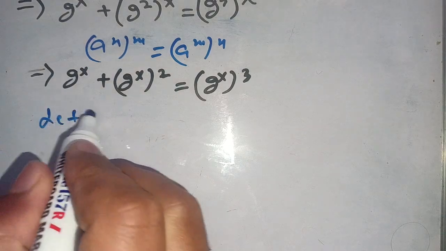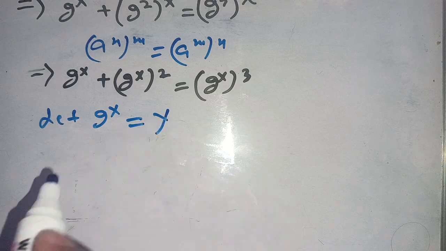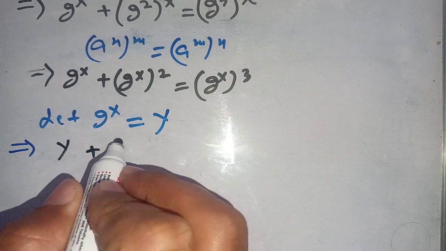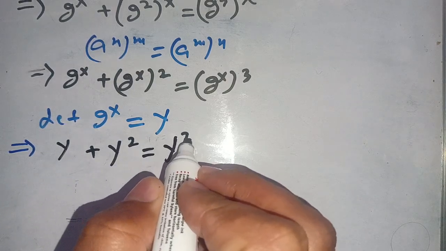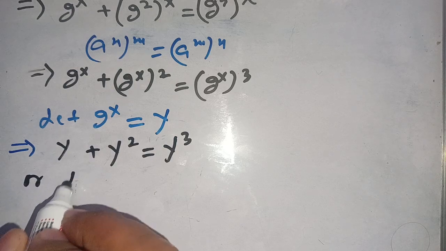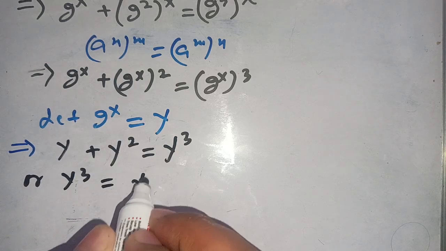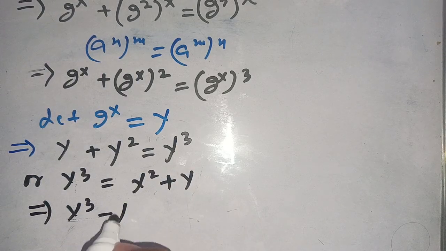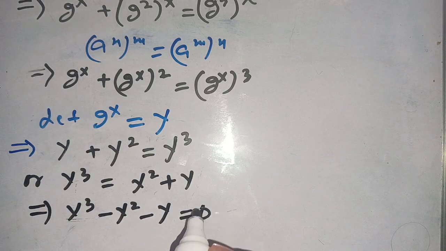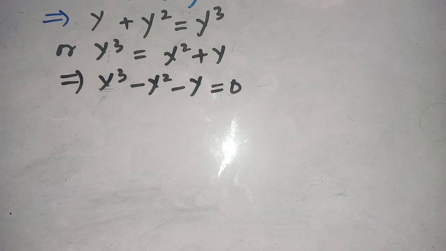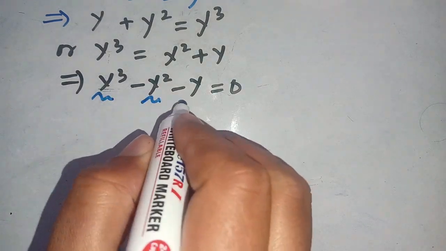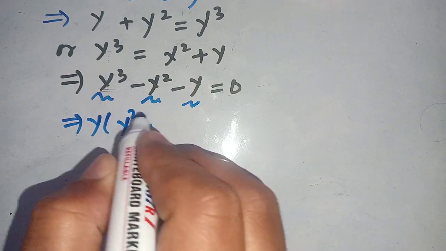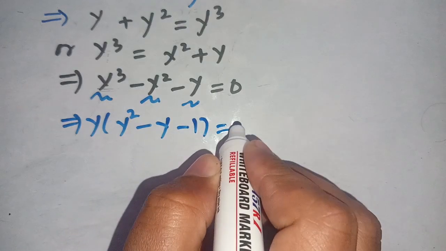Now, let us suppose that 2^x is equal to y. Thus, our equation will become y + y^2 = y^3, or we can write it as y^3 - y^2 - y = 0. Now we can take out y from each term, and we get y(y^2 - y - 1) = 0.